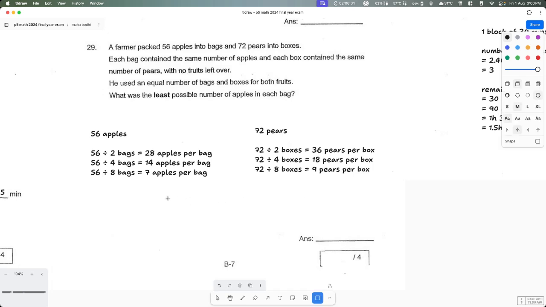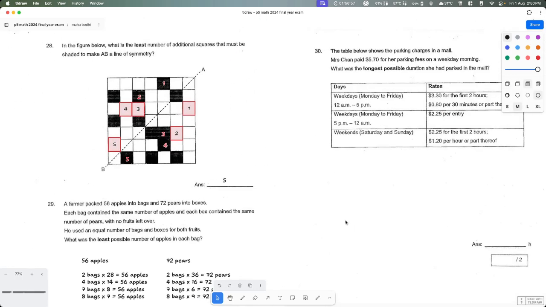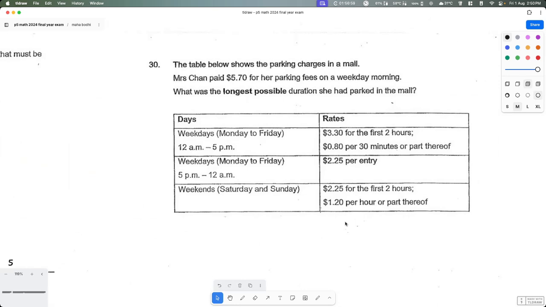So in this case, I think we found the gold mine. The least possible number of apples in this case is 7 apples. So the answer to this is 7 apples. There you go. Okay, so last one, 30.